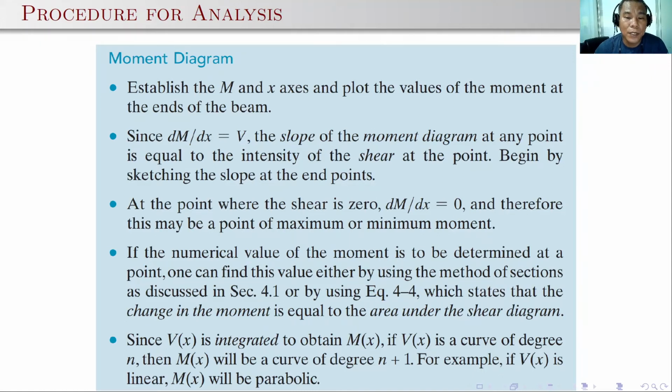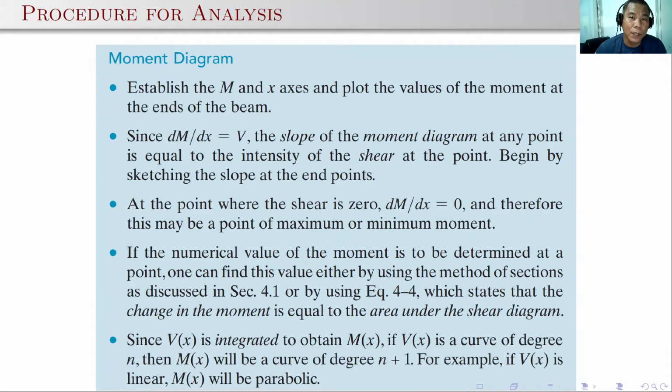At the point where the shear is 0, that is, the change in the moment is equal to 0, and therefore this may be a point of maximum or minimum moment. If the numerical value of the moment is to be determined at a point, one can find this value either by using the method of sections or using the formula that we have described, that is, the change in the moment is equal to the area under the shear diagram.